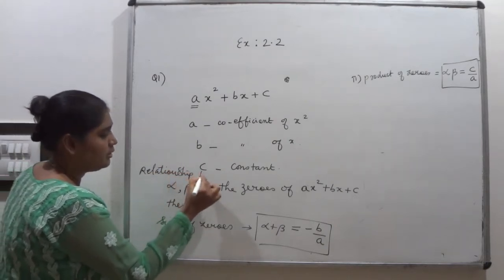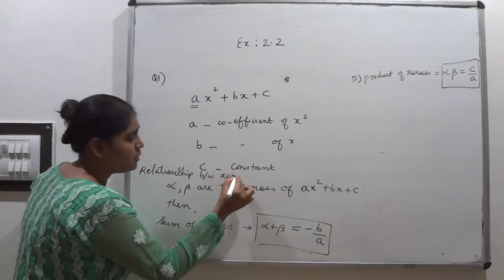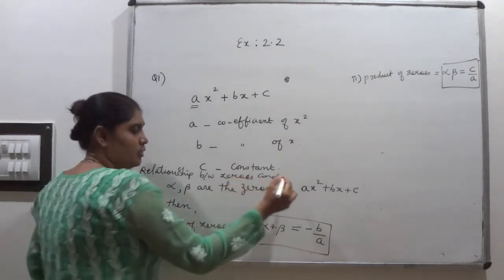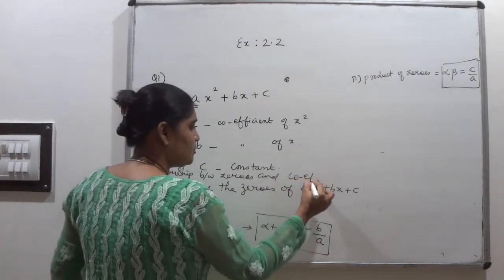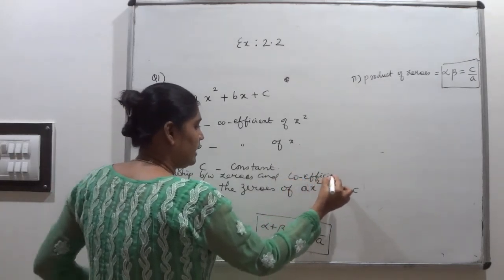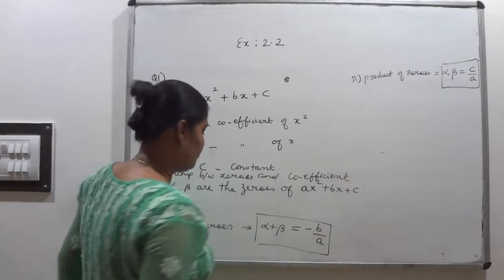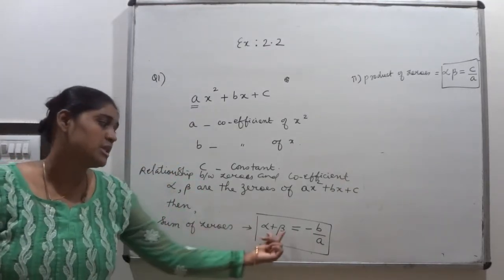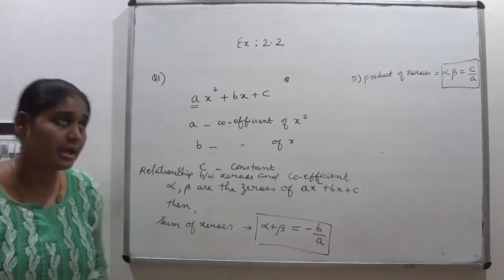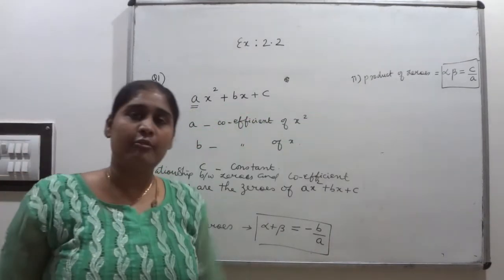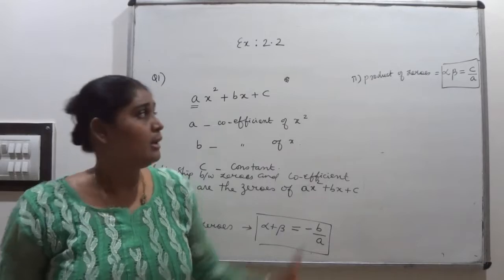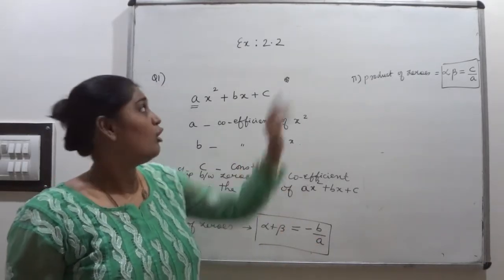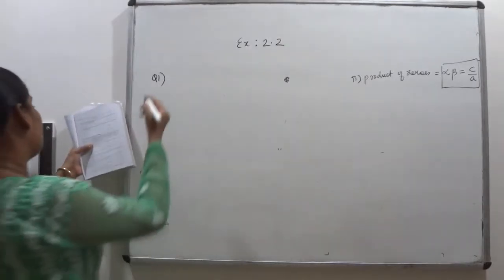Suppose in the questions they ask you to write the relationship between zeros and coefficient, then you have to use this formula. Sum of zeros, that is alpha plus beta, equals minus b by a. Product of zeros, that is alpha beta, equals c upon a. By using this, we are going to solve question number 1 of exercise 2.2.